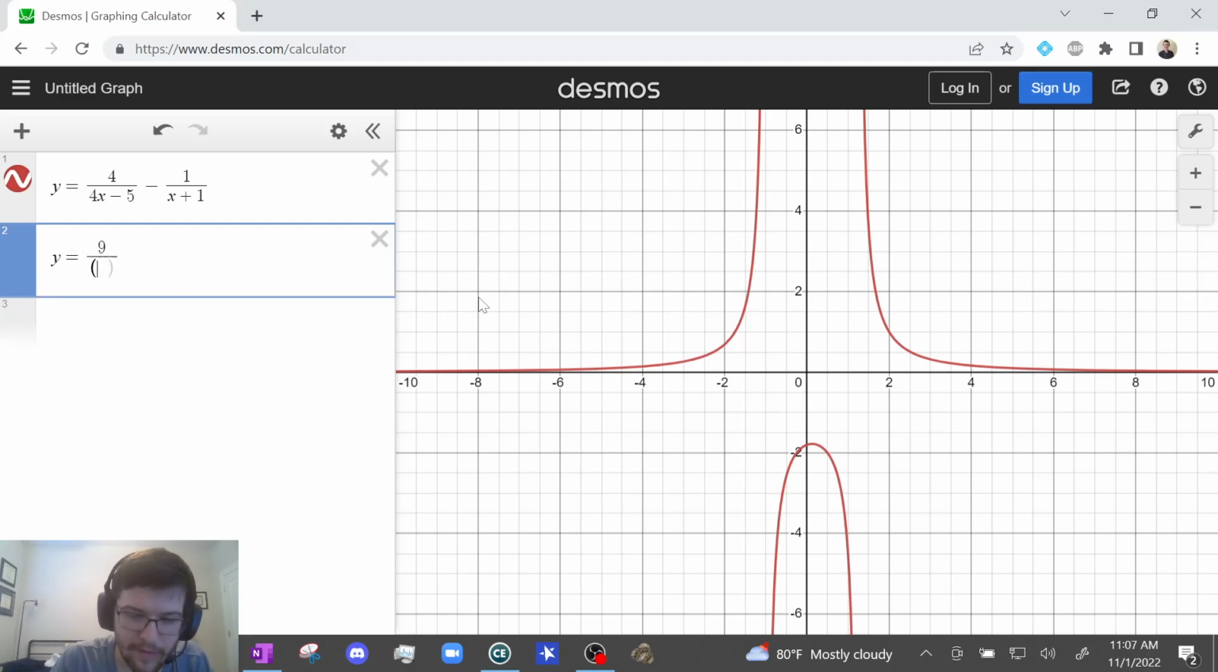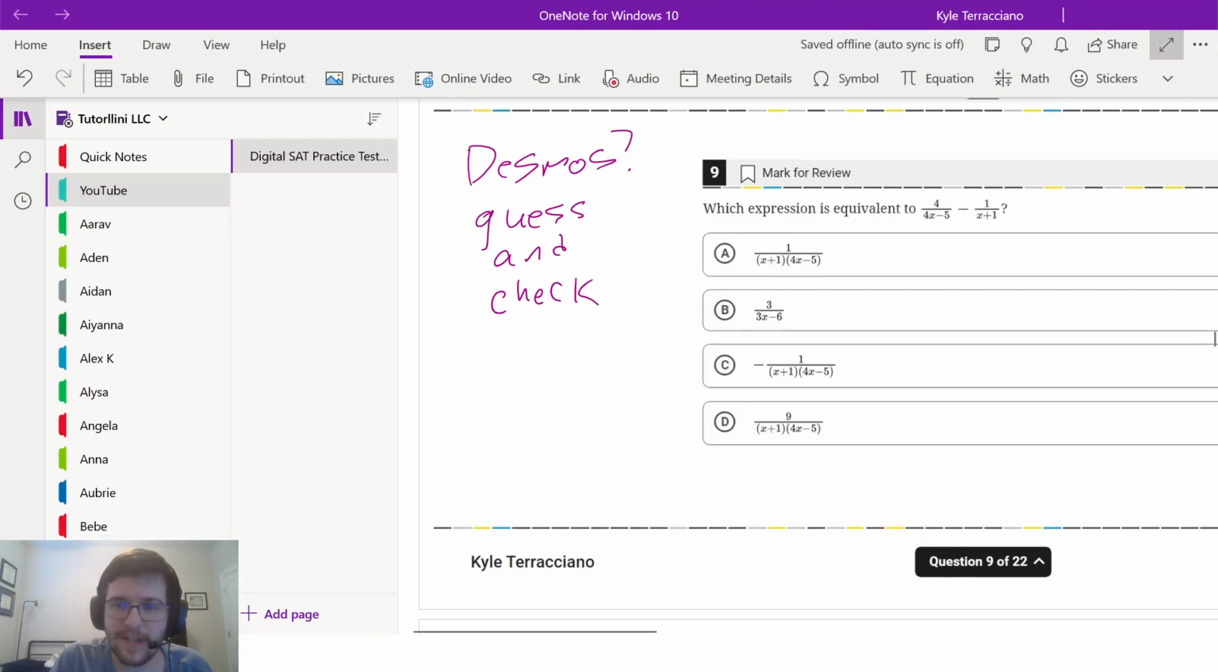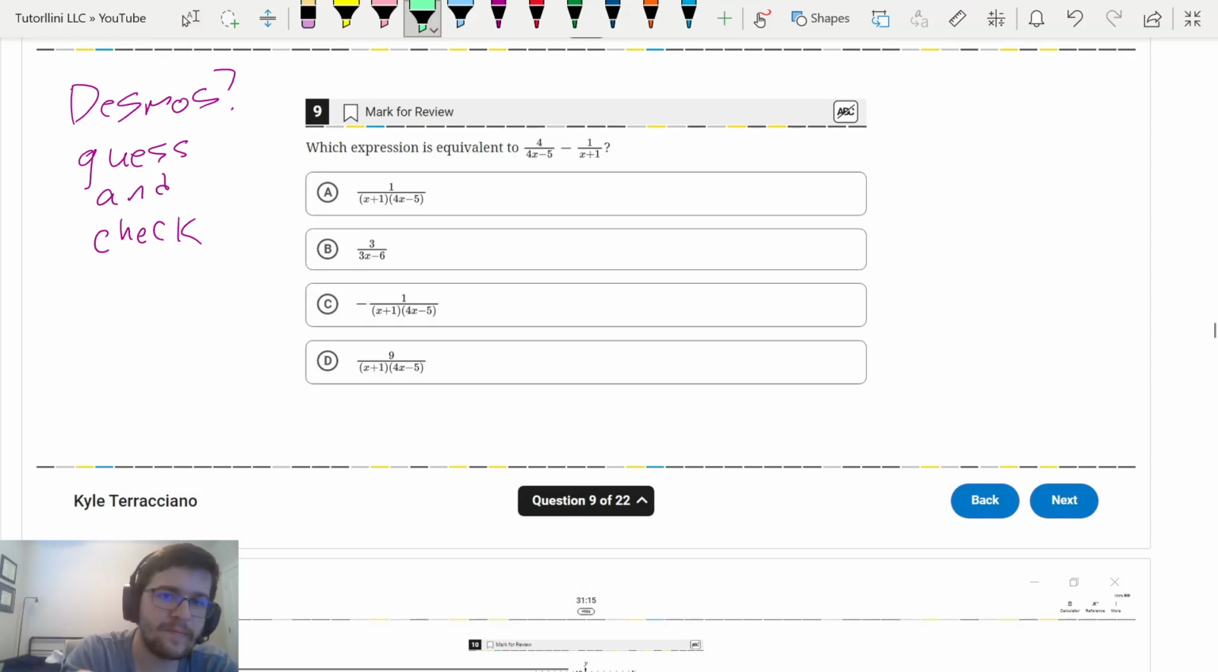So 9 over x plus 1, 4x minus 5. Oh, you see how the blue, watch, if I press this button, you see how the blue perfectly replaces the red? That means they're equivalent. That's your answer. So the answer is D. Okay, so you really should know these fractions, how to do it by hand, and that was a lot of typing, but if you get good at the typing, this is probably faster than doing it by hand and more reliable too, because you don't have to worry about making a mistake as long as you can type.